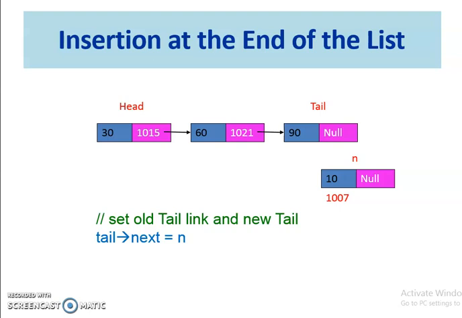This tail node has to be linked to the new node by setting tail.next is equal to n, by which the address field of the tail will contain the address of the new node. Now the new node will be set as the tail node by setting tail is equal to n.